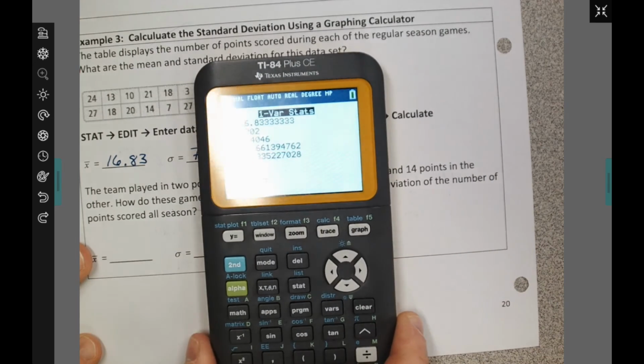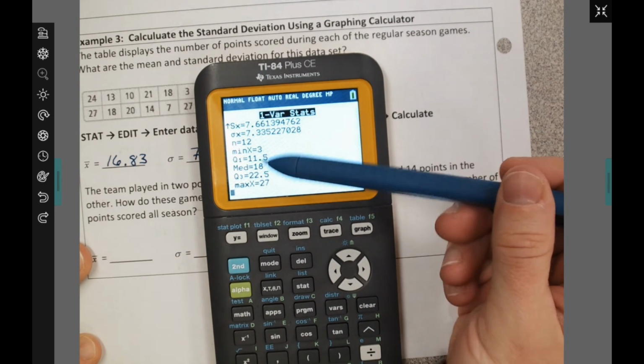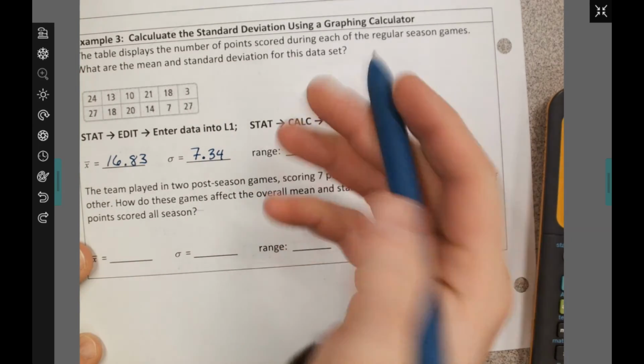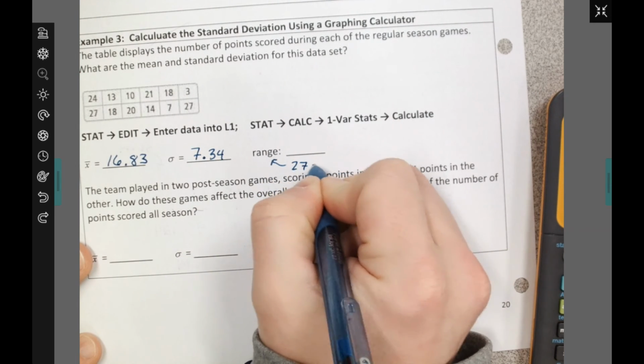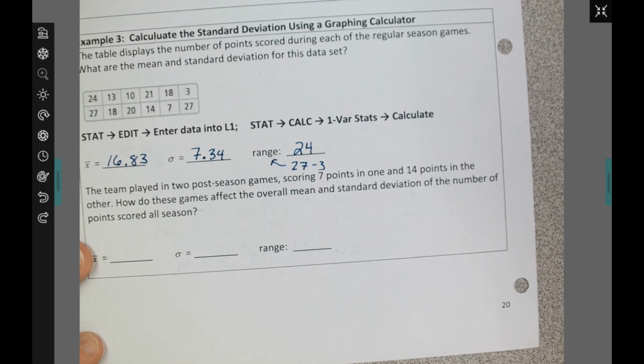And then our range is going to be max minus min. So you have 27 minus 3. It's going to give me 24. And that's because the range is max minus min. So we get 24 for the range.